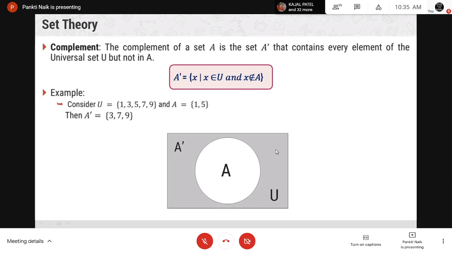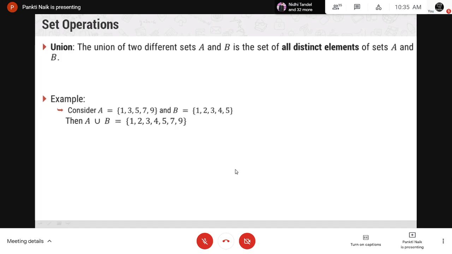Consider this is the universal set, a single box. Now this circle represents A, તો A dash માં કયા હશે, A સિવાય બધા. So A સિવાયનું જેટલું પણ છે that will be complement of A. Complement of A માં કયા કયા element હશે that is part of U but not the part of set A. Next is union.